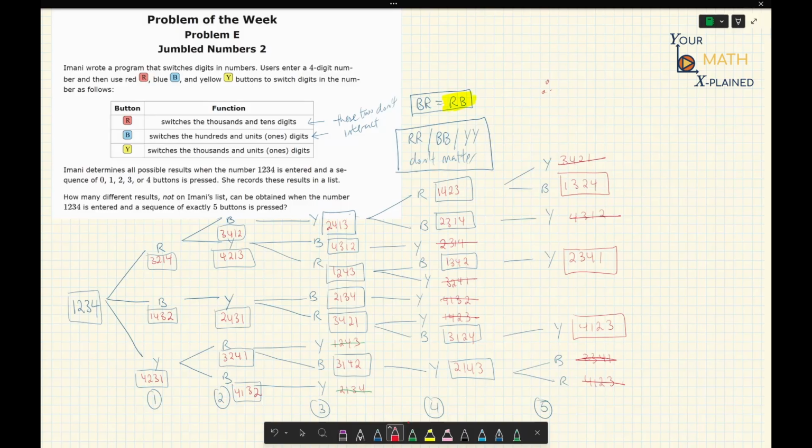Therefore, the answer here, through a systematic approach with a tree diagram, shows us that there are 3 numbers not on Imani's list.